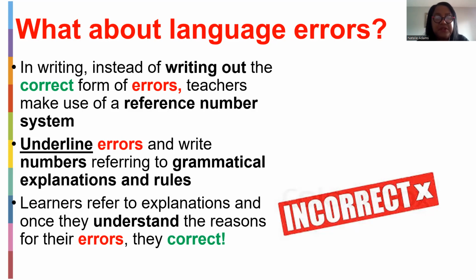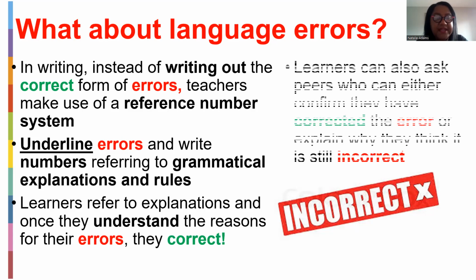What about language errors? In writing, instead of writing out the correct form of errors, teachers, normally when I mark a script and they spelled a word incorrectly, I would underline it. Sometimes I would write the correct word, or the sentence structure is not correct. That's what we do, but this is just a way of going about it, how to deal with language errors, and that will be to underline errors and write numbers referring to grammatical explanation and rules.